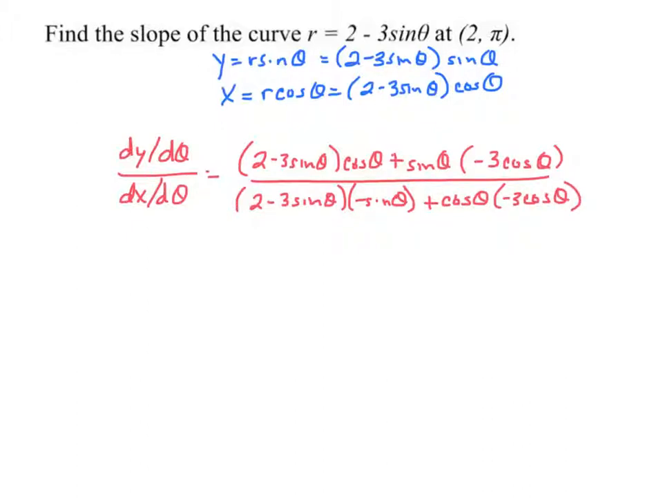And we've been asked to find it at the point 2 comma pi. Of course, the 2 is r. These coordinates are presented as r and theta. Well, we don't have any r's in our derivative, so we're just going to plug in pi for theta. Now, the sine of pi is 0. So let me go through this. We're going to have 2 minus 3 times 0 times the cosine of pi, which is -1, plus 0 times -3 times -1.